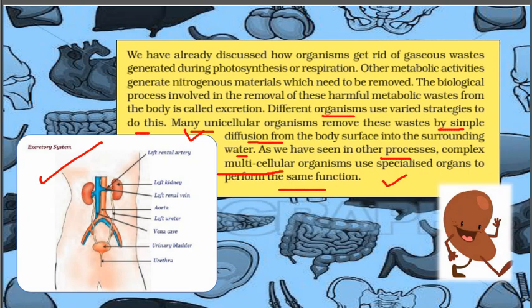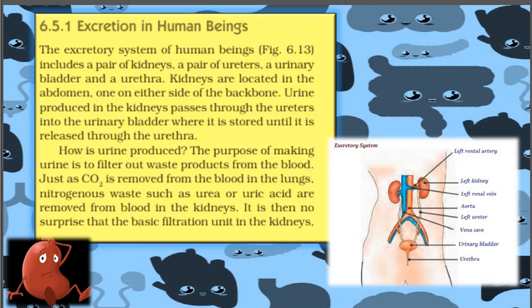Students, if you have any doubt in this paragraph, you can ask me. Now, excretion in human beings. You can see over here the figure of the human excretory system, and you have to learn this also. The excretory system of the human being includes a pair of kidneys. Here you can see this is the pair of kidneys. This is the left kidney and this is the right kidney.